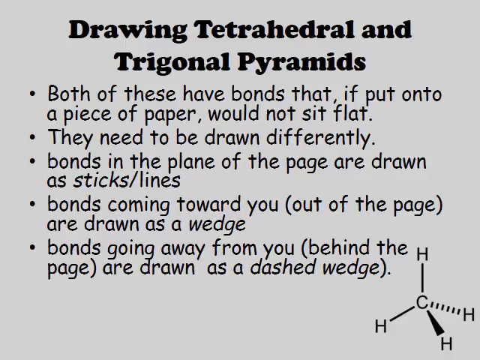Bonds in the plane of the page are drawn as sticks or lines. So they're going to go just up and down, like an L shape. However, if the bonds are coming towards you or out of the page, these are drawn as wedges, so that means it's poking towards you. And finally, bonds that are going away from you or behind the page are drawn as a dashed wedge. That's going into the page, as it were, because you're thinking in 3 dimensions.